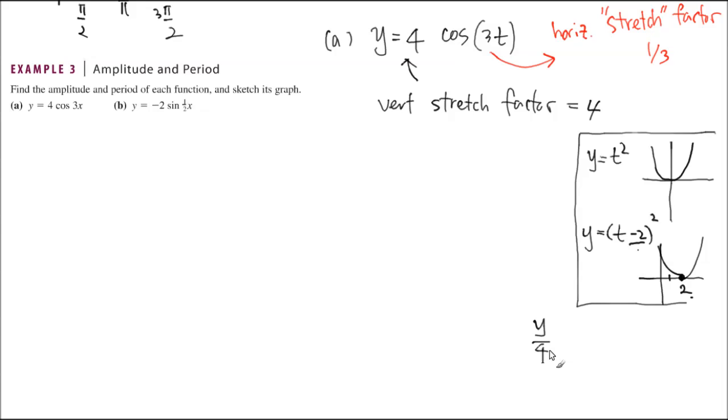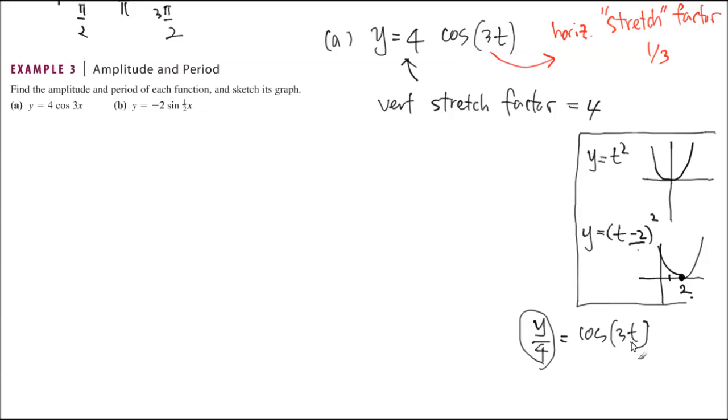y divided by 4 is equal to cosine of 3t, right? This is not completely solved for y. Now, instead of y, you see y divided by 4, right? 1/4 is multiplied to y. So what is the vertical stretch factor? Not 1/4, but the reciprocal of 1/4, which is 4.